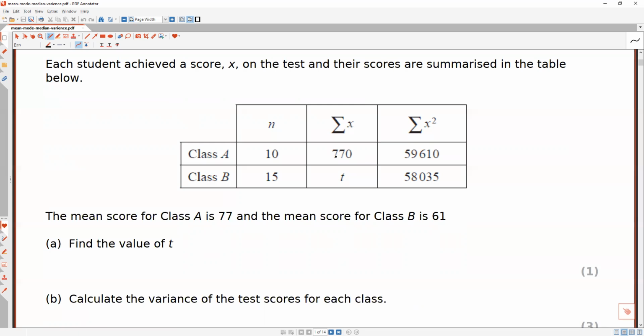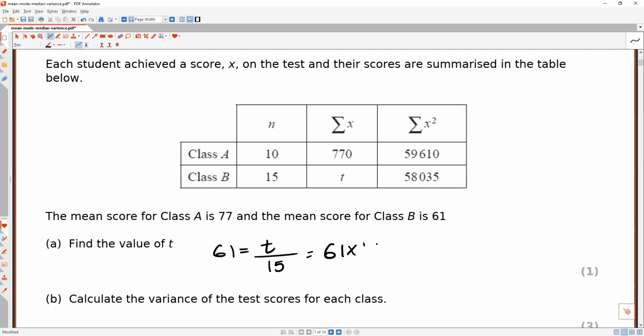1 mark. I think you can do this on your own. Please try doing this on your own. I'll pause recording. Okay, you tried this. Let's see how this is done. They have given the mean, so what is the mean of class B? 61. 61 is t, the total, divided by the number of observations, that is 15.